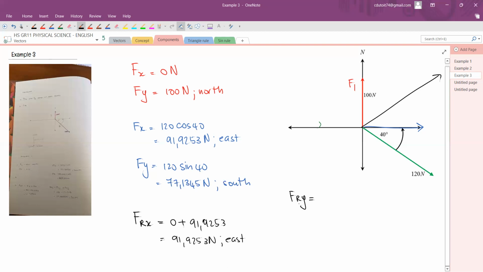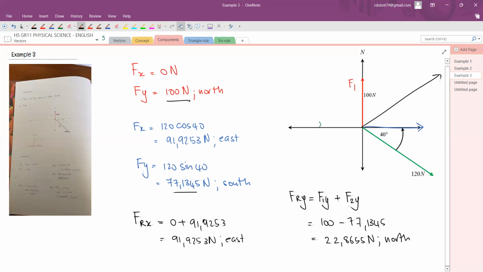Now, the one y component is north and the other one is south. So I normally choose the bigger one as a positive value and the smaller one as a negative value. It doesn't matter, you can make north negative. So that's the y component of the first force plus the second one, that is 100 minus 77,1345. Did you also do this? Yeah, I did that. And what's that? It's 22,8655. I think you are going to get the sum right.